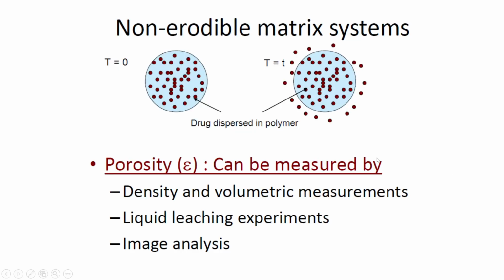So non-erodible matrix systems are something like this. You have your drug diffused in the polymer, and as time goes on, the drug will start diffusing out of this because there is less concentration outside and a lot of concentration inside the polymer matrix. Porosity is the calculation of how big or small your pores are in this polymer matrix. This can be done using density and volumetric measurements, liquid leaching experiments, and image analysis. Straightforward answer.